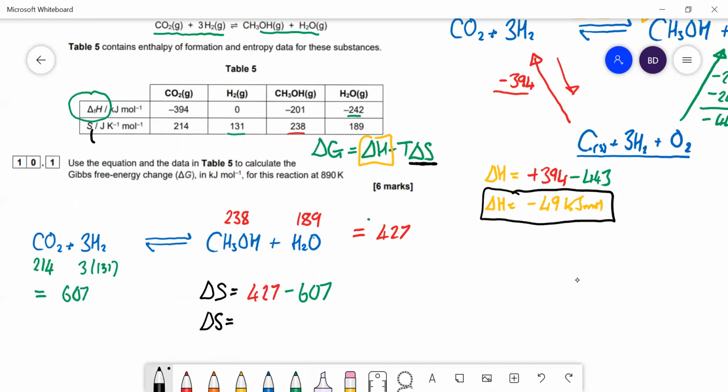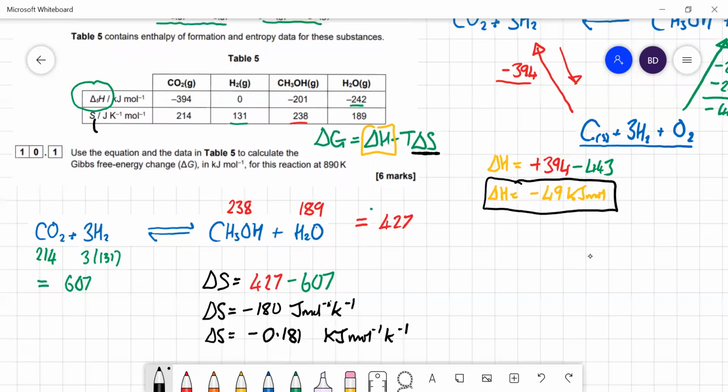So delta S there is going to be equal to minus 180 joules per mole per Kelvin. But we're going to use that in our delta G equation, so we need to convert it into kilojoules. Divided by 1,000, it's minus 0.181 kilojoules per mole per Kelvin.